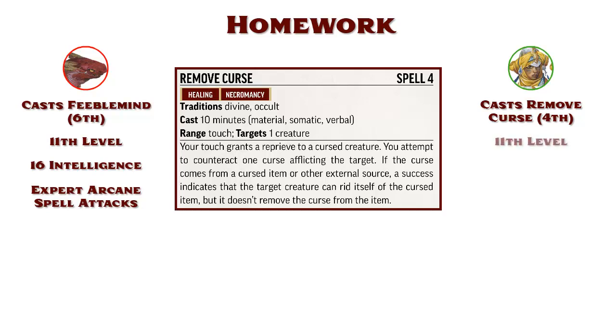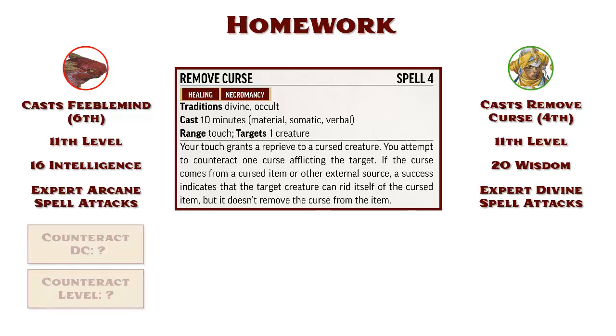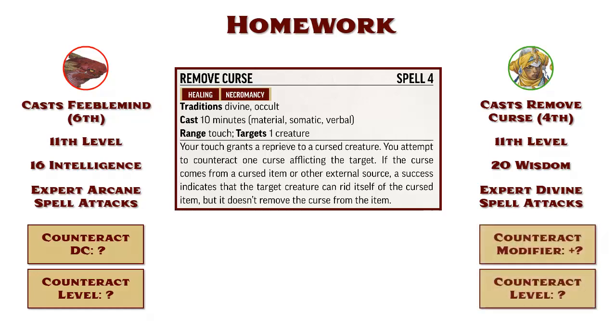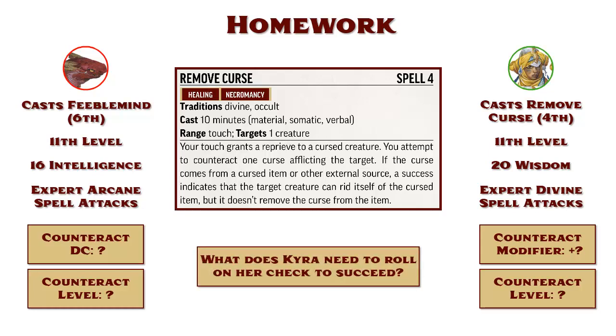Kyra is 11th level, has a wisdom score of 20, and expert proficiency with divine spell attacks. She is casting Remove Curse with a 4th level spell slot. So the questions for this homework assignment are, what are the Feeble Mind spell's counteract DC and that spell's counteract level, and what are Kyra's counteract modifier and her counteract level, and last, when Kyra rolls her counteract check, what is the minimum number needed on the die for her to remove the curse from Maurizio?